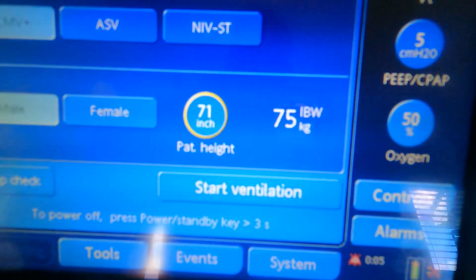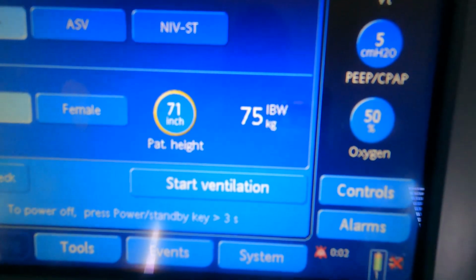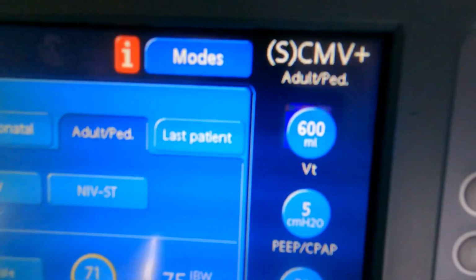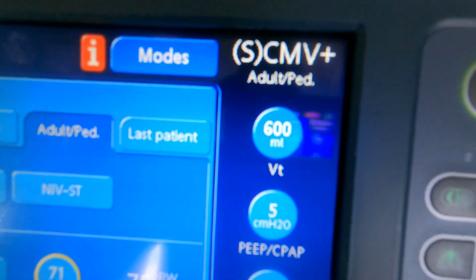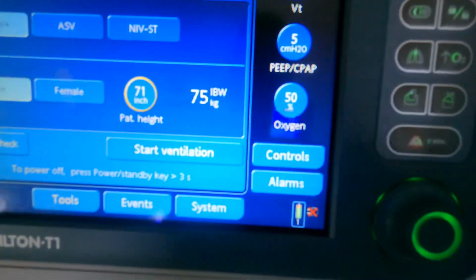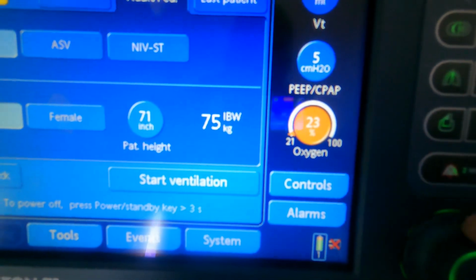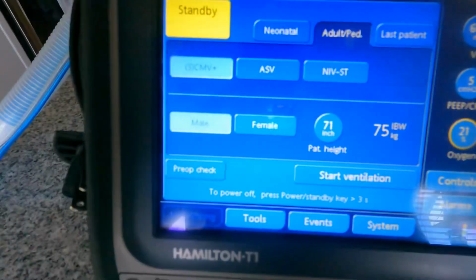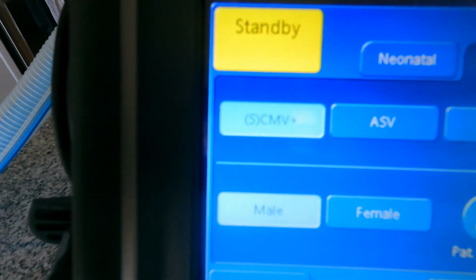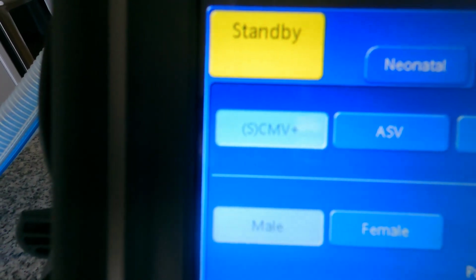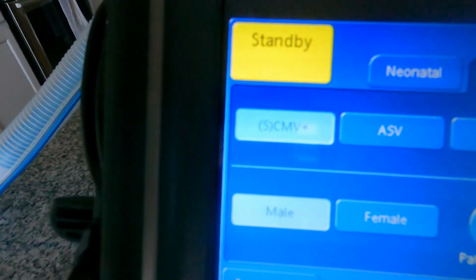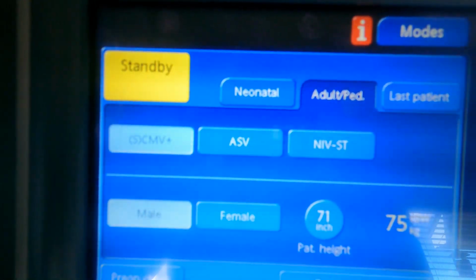So you can see there that it gives your ideal body weight of 75 kilos as well as an 8 ml per kilo tidal volume. I'm also just going to change the FiO2 so we don't have any alarms. So moving on, the modes that we're going to select, SCMV Plus is going to be our primary adult ventilation mode. You can see it's one of the 3 options from the main screen.